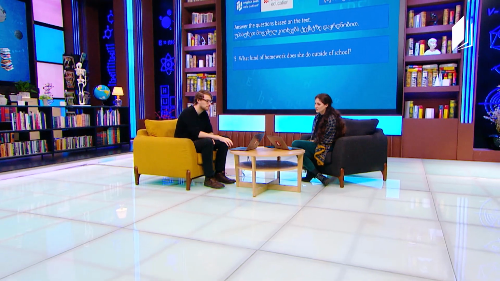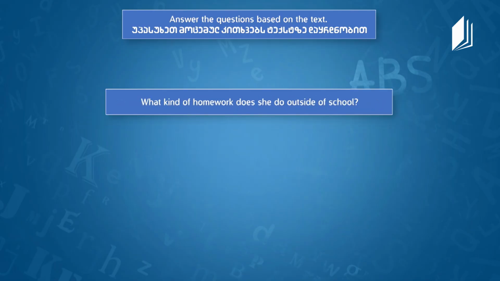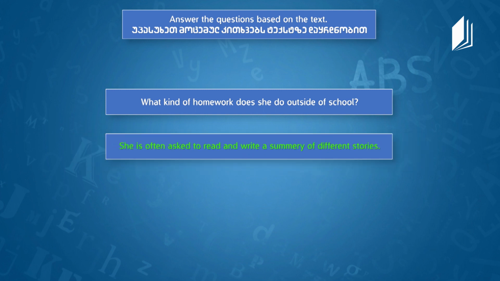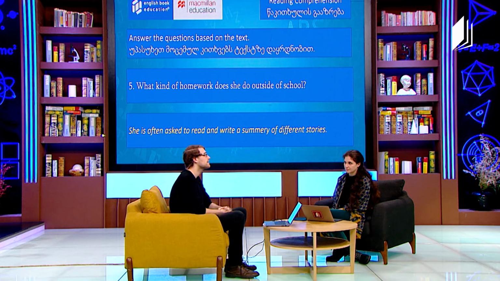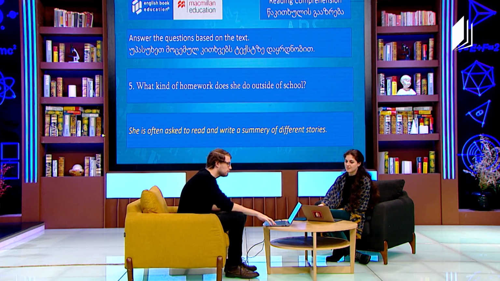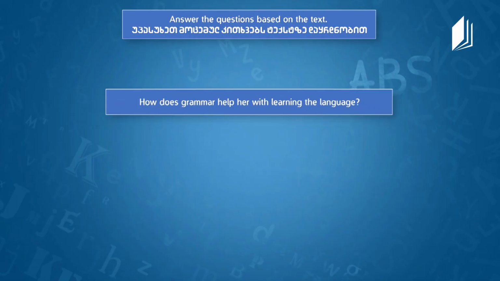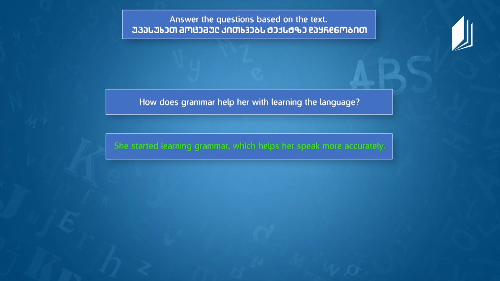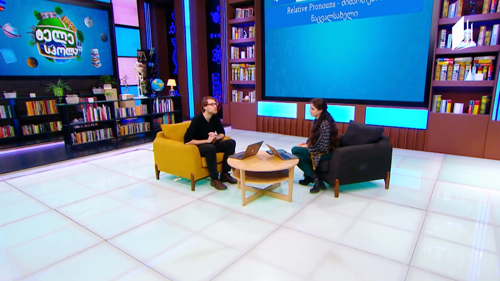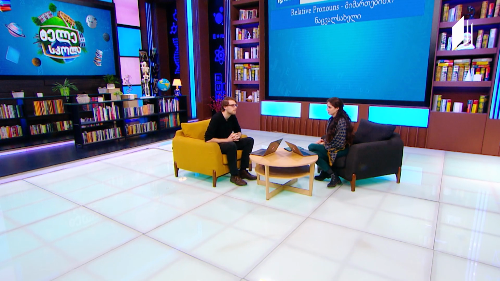And our last question, what kind of homework does she do outside of school? She is often asked to read and write a summary of different stories that she reads. And the very last one for now, how does grammar help her with learning the language? She started learning the grammar, and that helped her start speaking more accurately. So now let's move on to our grammar section, where we will discuss relative pronouns.